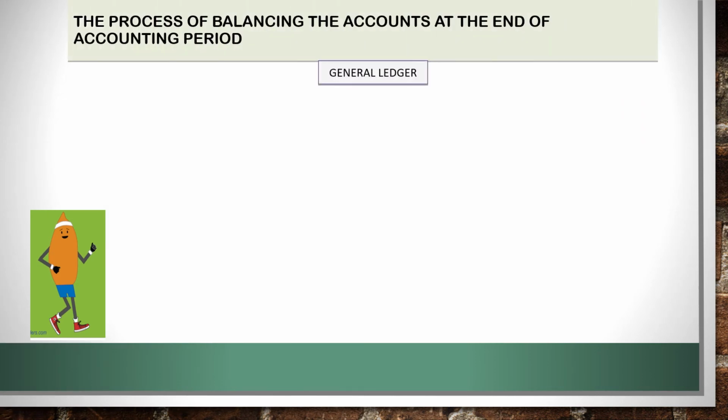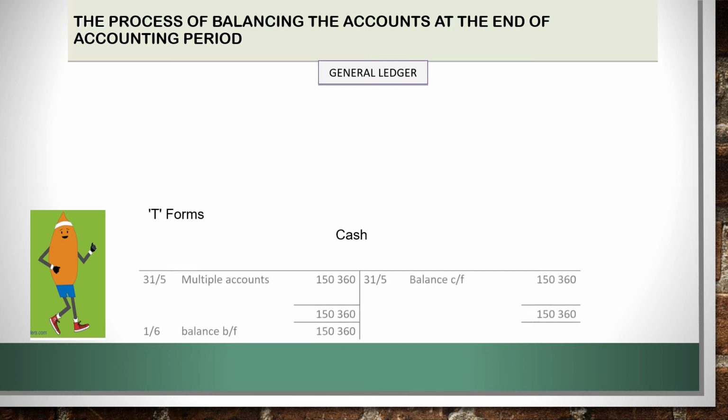The ledger provides the balance in each of the accounts. For example, the cash account shows the amount of cash available to meet current obligations. There are two forms of account, which are T account and three-column account.